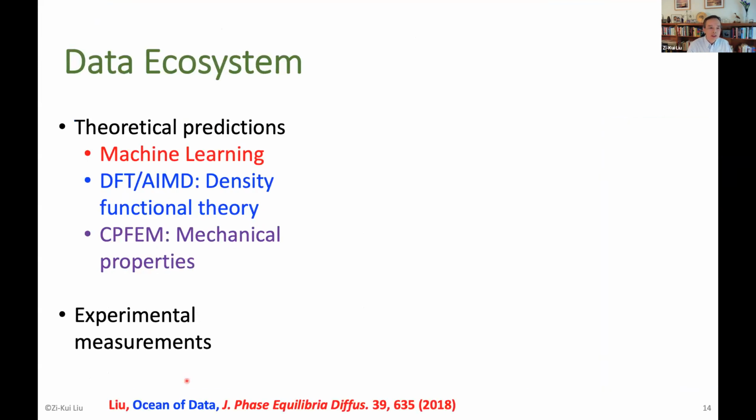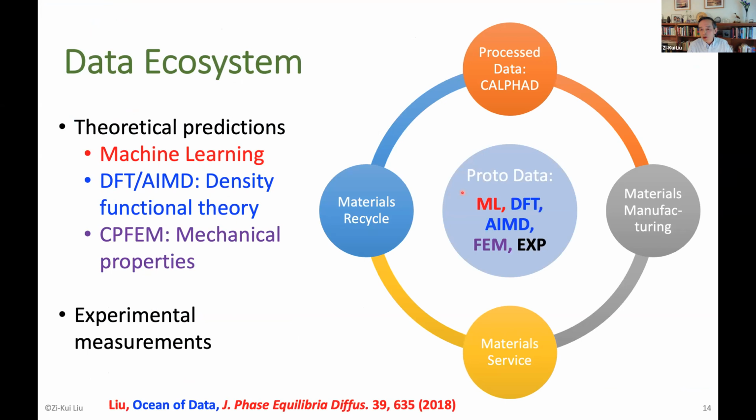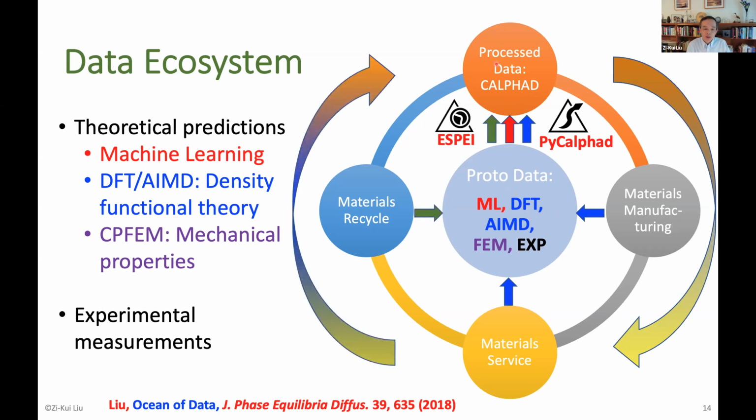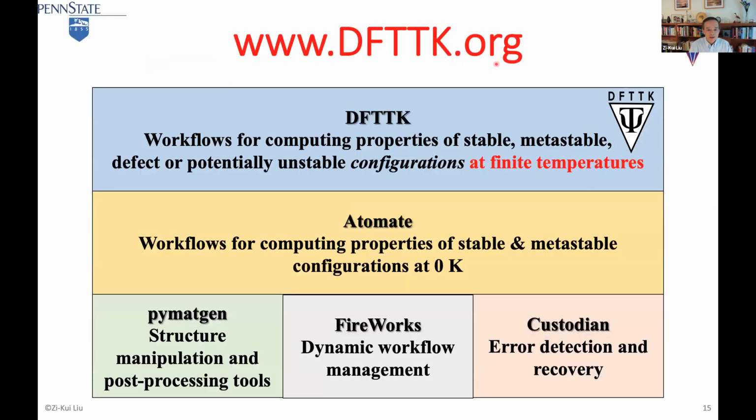All right, so the data ecosystem. What do I really mean by data ecosystem? We get a lot of data from theoretical prediction, machine learning, DFT, and we're also doing mechanical properties too, and experiment data. We call those proto data. These are data points, okay? And then we use the PyCALPHAD aspect to develop databases. And with the databases, we can do design and manufacturing, and through to service, you get new data. So new data go into the proto database again, and then you refine your database. And then you can recycle too. You can recycle new data, right? So the idea is that this is going to be recycled around all the time.